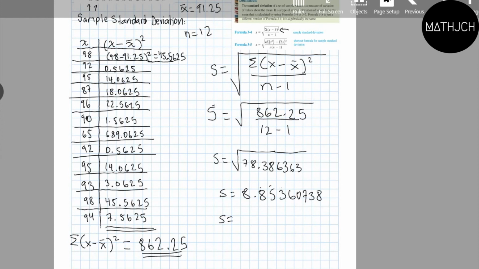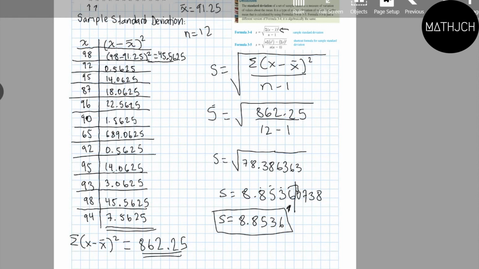So 1, 2, 3, 4. We're going to cut it there, and we look at the following number, which is 0. So 6 will stay the same. Remember the rule of rounding off numbers: if the next number is 5 or more, then you move this one unit up. If not, you keep it the same. So our standard deviation is 8.8536. Or if your professor wanted one decimal place, that would be 8.9. Or 8.85. That's okay as well.